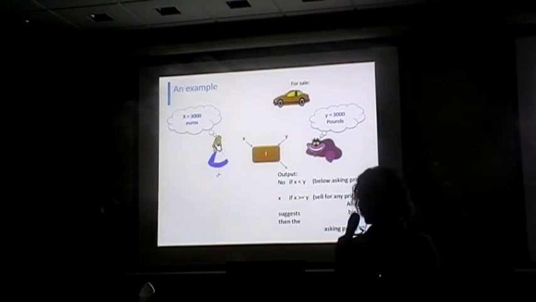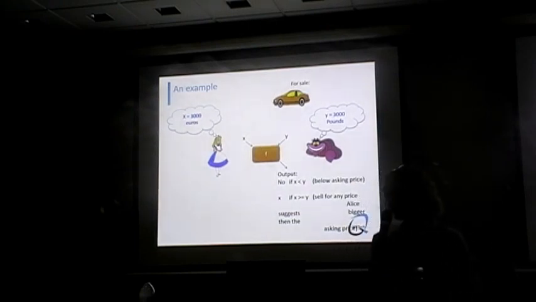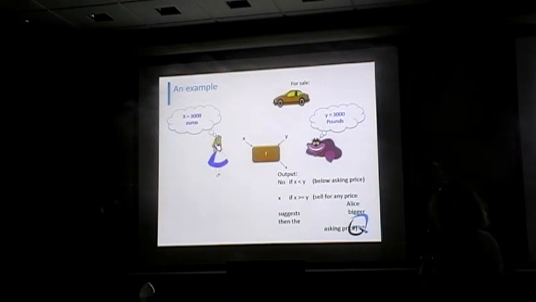If they decide to sell the car, then she gets it at the price that she bid. She never learns more about Bob's input, except that it was lower than hers, so evidently she has a good deal. Okay?